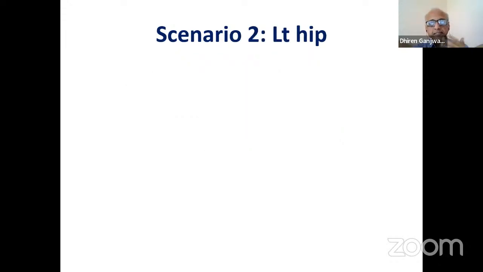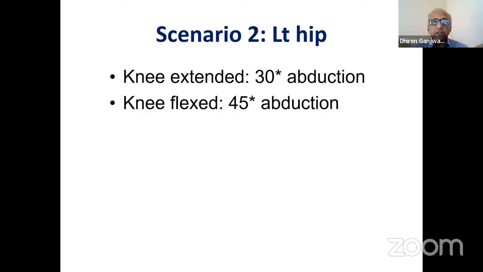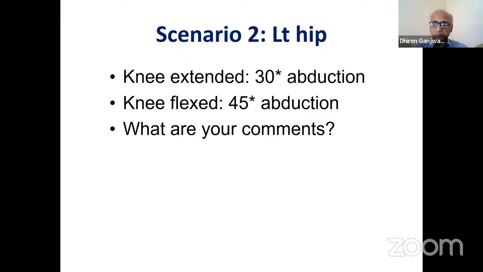Okay, very good. So let's come to the examination finding of the opposite hip, the left hip. With knee extended, the examiner was able to abduct till 30 degrees. And with knee flexion, 45 degrees of abduction is possible. So now, what are your comments? Probably gracilis is contributing to the 15 degree contraction. Perfect. So only gracilis is contributing. Very good. Because with the knee flexion, the normal abduction is possible. Very good.